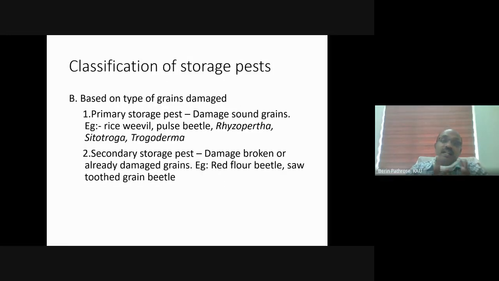Then based on the type of grain damage, certain insects have the ability to damage whole grains or sound grains. Sound grain means a perfect grain with no damage at all. So certain insects have the ability to damage sound grains or whole grains. But certain insects don't have the ability to damage whole or sound grains. They will damage only those grains which are broken or already damaged.